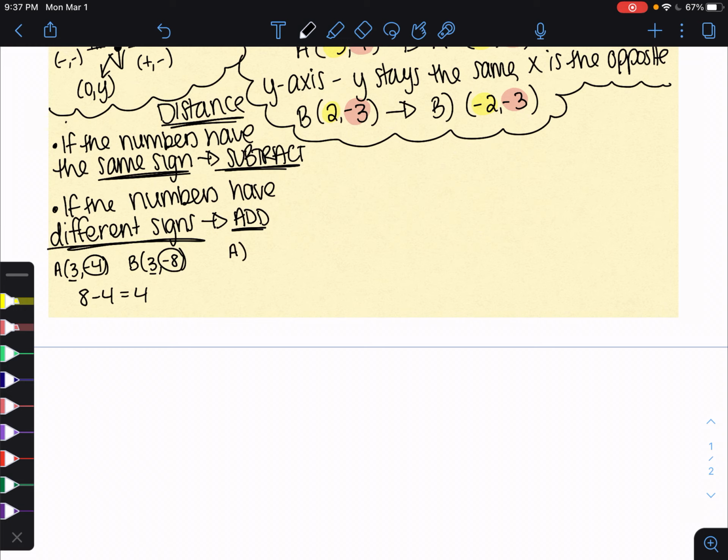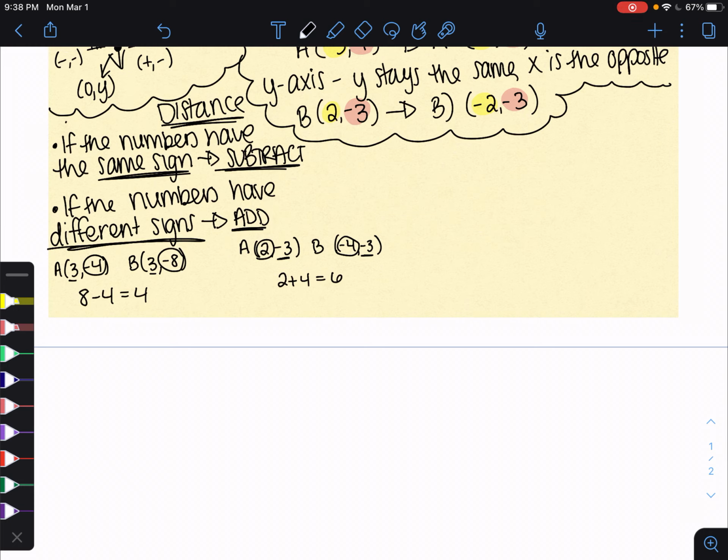If I have A is 2 comma negative 3 and B is negative 4 comma negative 3. The negative 3's are the same, so I'm using these ones. I have opposite signs, so I'm going to do 2 plus 4 is 6.